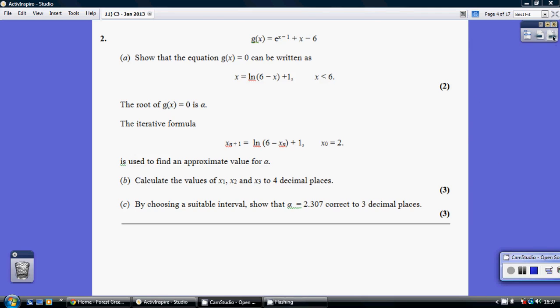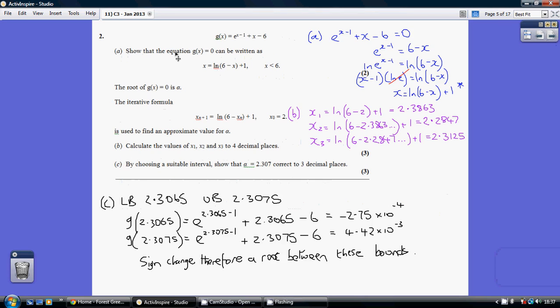Question 2. So we need to show that the equation g of x equals 0 can be written as this. So g of x equaling 0, so this equaling 0. So let's take the x and the minus 6 to the other side. So e to the power of x minus 1 equals 6 minus x. We've done that by minusing x and adding 6 to both sides.